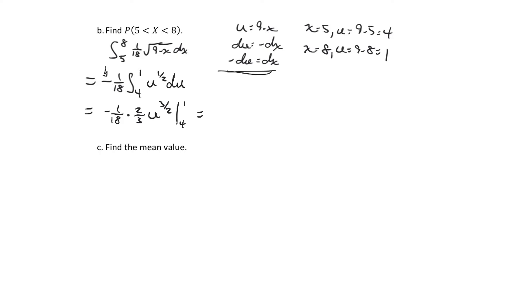When u is 1, we end up with negative 1/27, calculation from the previous slide, times 1 to the 3/2, minus, or actually minus a negative, so it'll be plus 1/27 times 4 to the 3/2. And so that's negative 1/27 for the first part. 4 to the 3/2 is the square root of 4 cubed. The square root of 4 is 2. 2 cubed is 8. So this is plus 8/27. So this turns out to be 7/27.